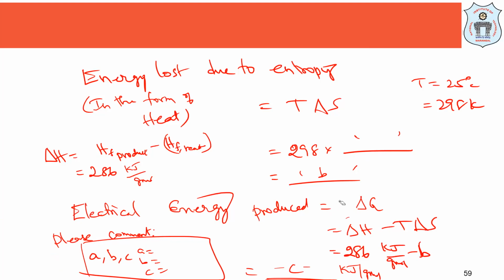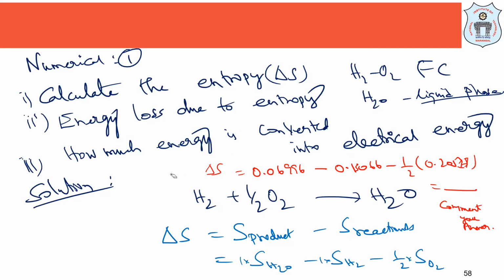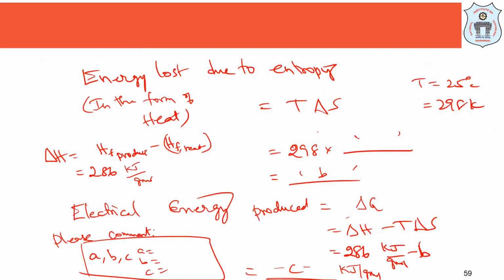I repeat, first we find the delta S value. So the first step is delta S value determination. We calculate the delta S value and that is our A value. Comment your answers, A, B and C. So delta S we determine, then we determine the energy loss due to entropy, then we determine the electrical energy produced. That is our C value. This B value determined here, we will be substituting here to get the value of C. So finally, we will comment A, B, and C values. Report in your notebook also. Okay, now we'll solve another numerical.